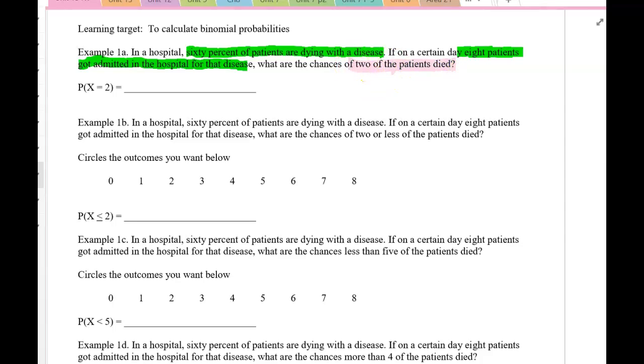So in this particular problem, the number of trials is 8. The probability that a person dies, which we call the probability of success, is 60%. So that's 0.60. And for part A, we want the probability that x equals 2. 2 patients died. So in order to do this, we're going to go binomial PDF. And the number of trials is 8. The probability of success is 0.60, and we want x to be 2.